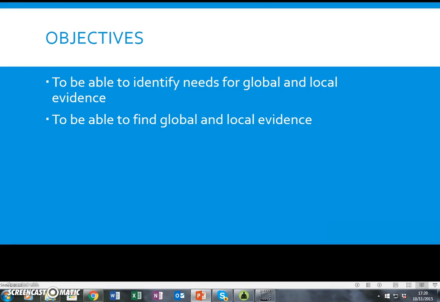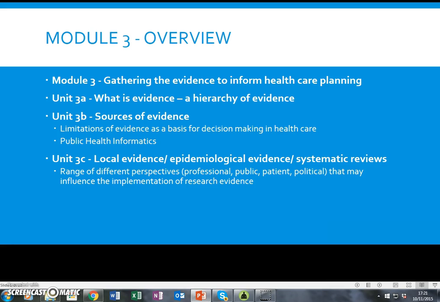So the objectives of this particular module are to enable us to identify needs for global and local evidence, and then to be able to find, locate that global and local evidence to support decision making. So the module is going to consist of 3 units.